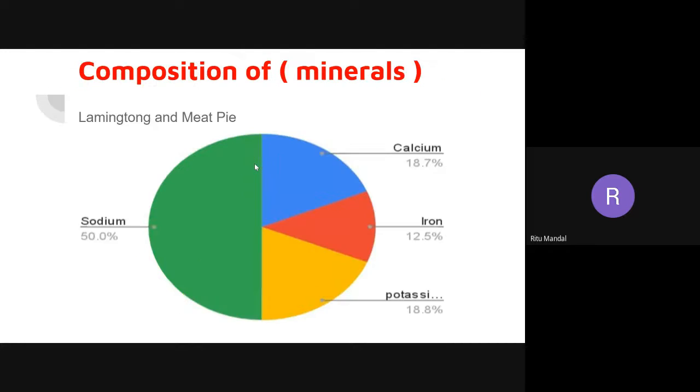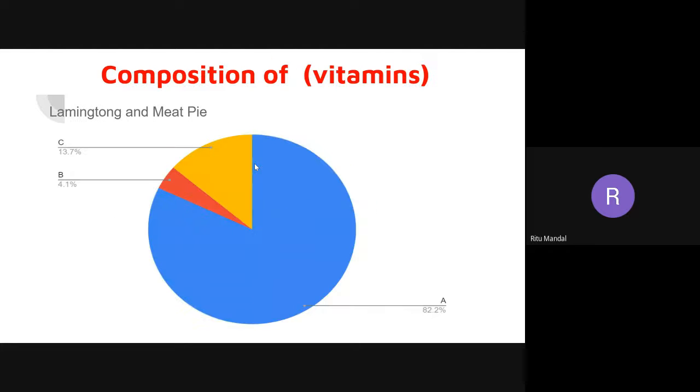Next, please. Composition of minerals of lamington and meat pie. Sodium is the highest with 50.0%, calcium 18.7%, potassium 18.8%, and the least is iron with 12.5%. Next, please. Composition of vitamins of lamington and meat pie. Vitamin A is the highest with 82.2%, vitamin C with 13.7%, and the least was vitamin B with 4.1%.